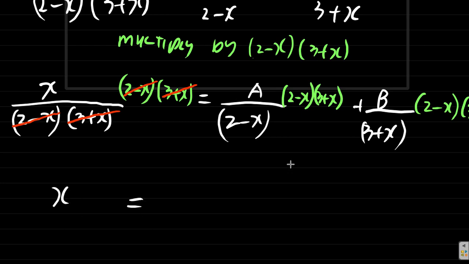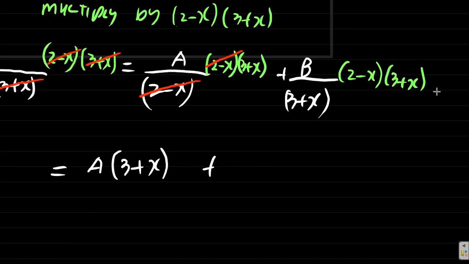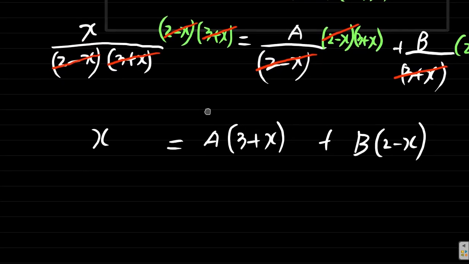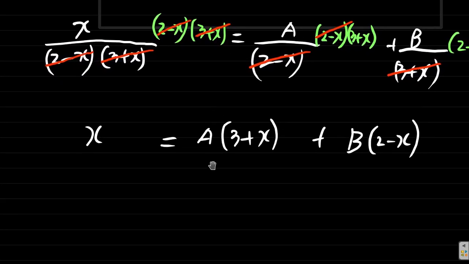What's going to happen after this? 2 minus x cancels 2 minus x. So we have A times (3 plus x) plus, what's going to happen with the B now? 3 plus x cancels 3 plus x. So what we have left is B times (2 minus x). See what happened there? Now, after that, we let x equal some number, some value.